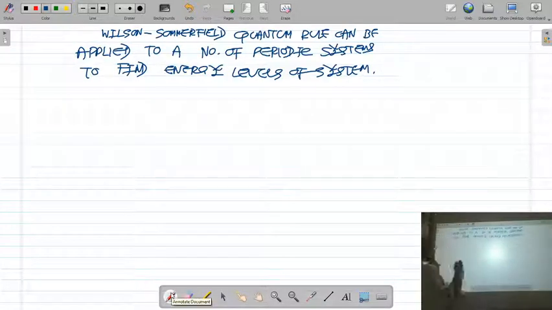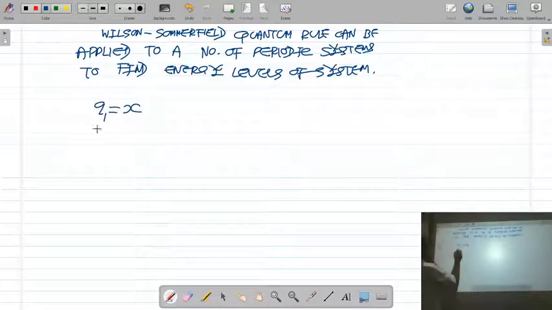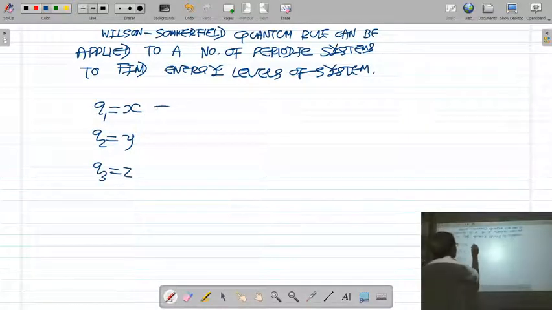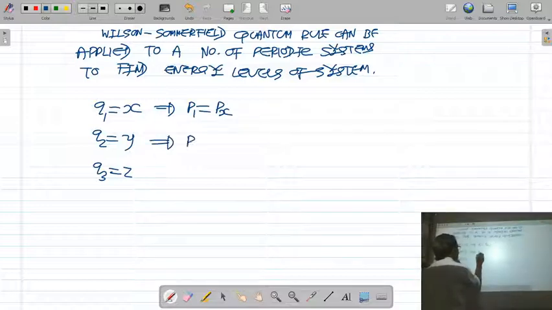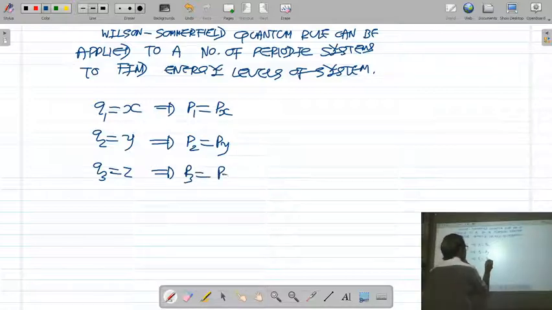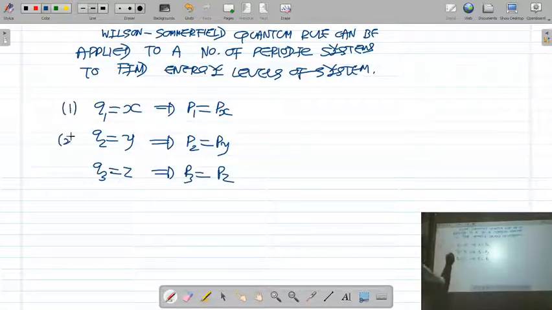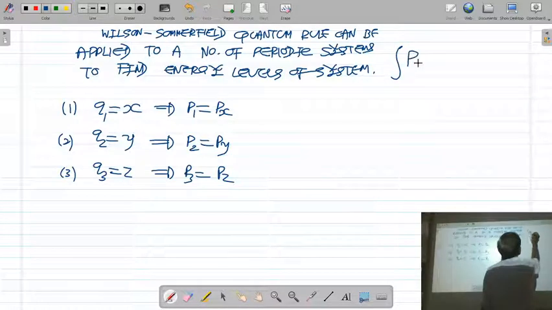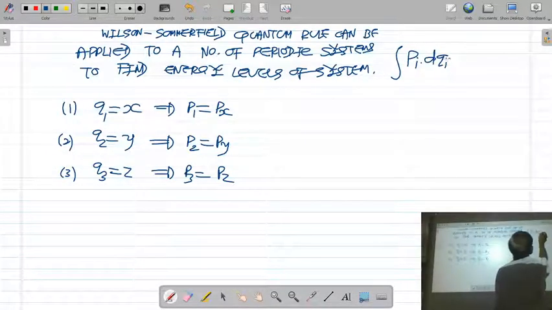Okay. Suppose you are working with Cartesian coordinates, then q1 will be x, q2 will be y, q3 will be z, and the corresponding momenta will be px, py, and pz. Okay. So how to write the phase integral for x coordinate, y coordinate, and z coordinate? The phase integral is the integration of pi dqi is equal to ni h.